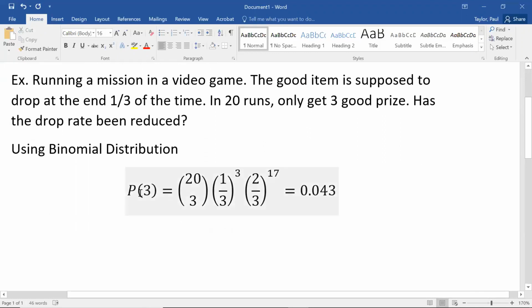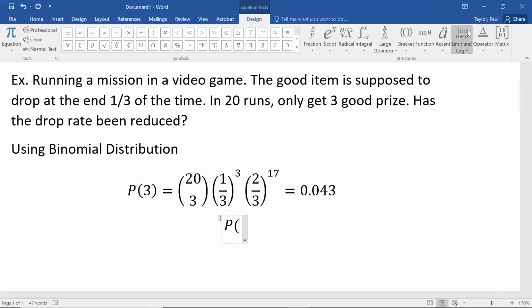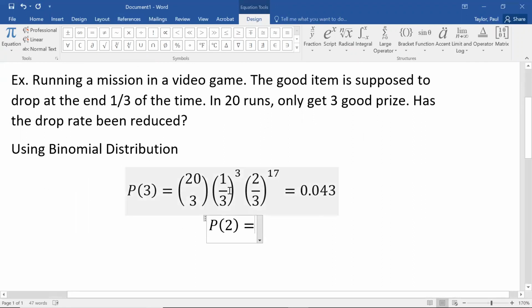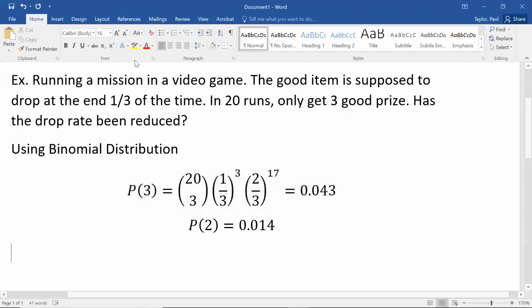So rather than just looking for the probability of 3, let's think of the probability that we get a 3 or something even worse. It would be even worse if we only got 2 prizes. That would be 20 choose 2, and then the 1/3 would have a power 2, and the 2/3 would have a power 18. This one turns out to come out to about 1%.